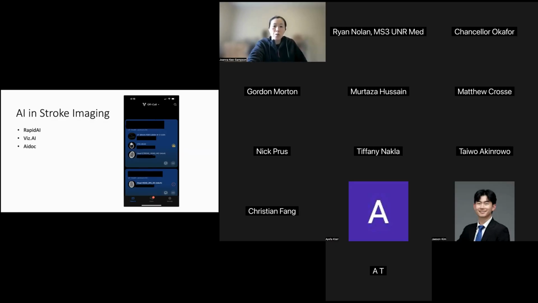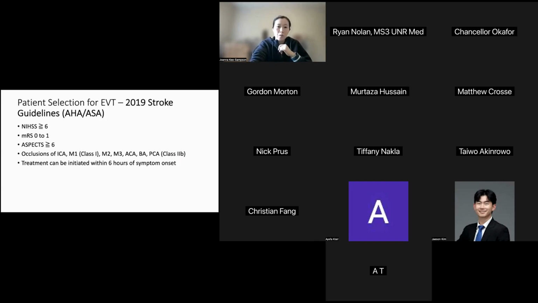This is also a communication system. A lot of times these programs have apps that you download onto your phone, and you can easily look at all those selection criteria on the perfusion maps. You can look at the angiograms, the non-contrast CT scans, and then you can send out a mass page to your stroke team and call them in all at once when you decide a patient is a good candidate for thrombectomy.